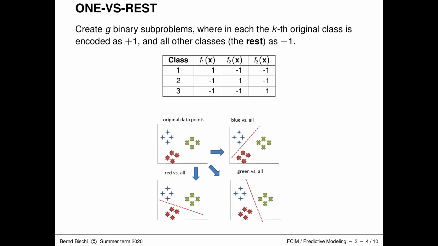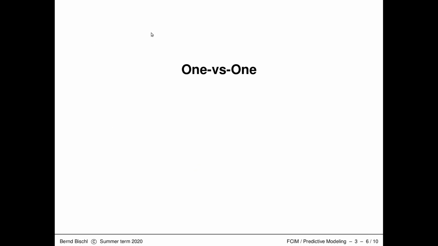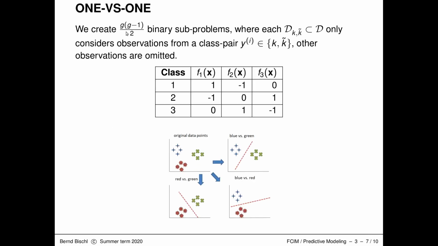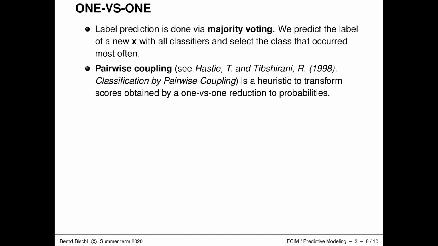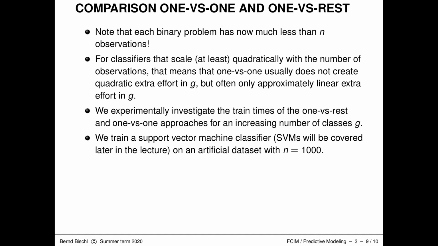Obviously, in this coding scheme here, you're only creating G binary classifiers and G binary subproblems for 1 versus rest, and for 1 versus 1, you are approximately creating G squared divided by 2 binary subproblems. So that appears to be much, much worse. It's not as bad as that sounds. So 1 versus 1 is more expensive than 1 versus rest, but it's a little bit less worse than it sounds at first glance.